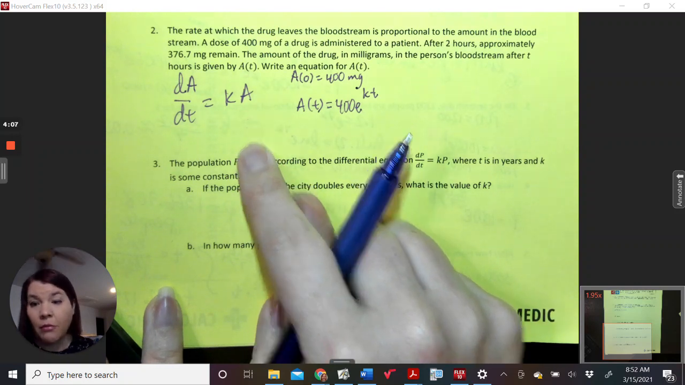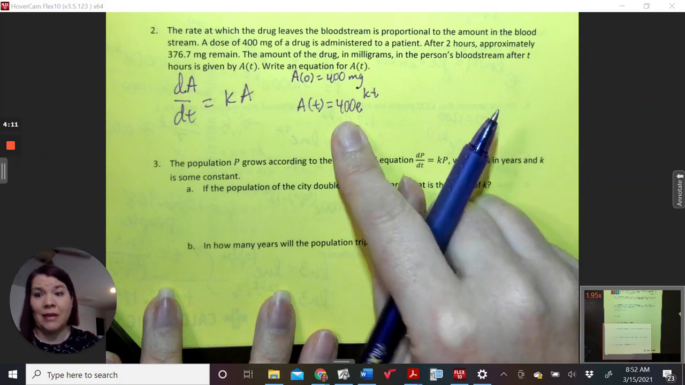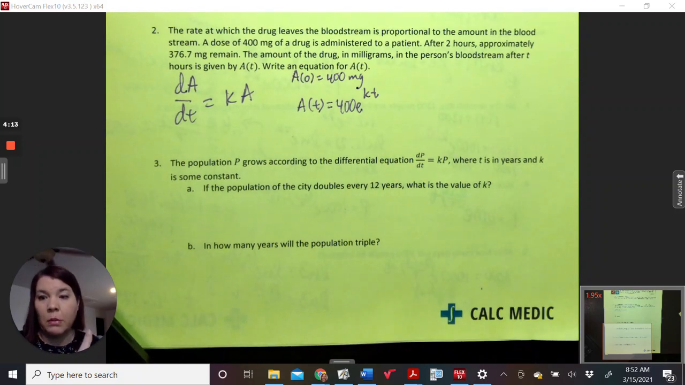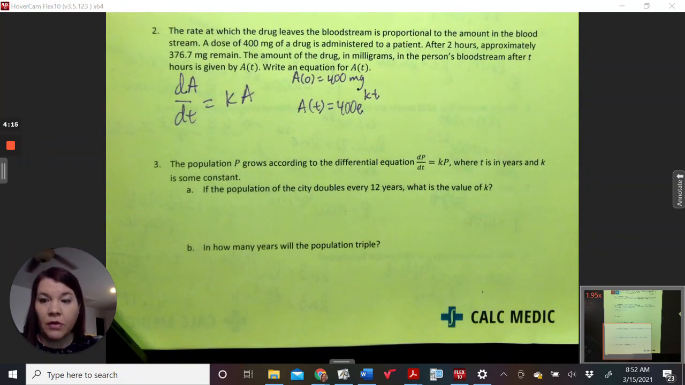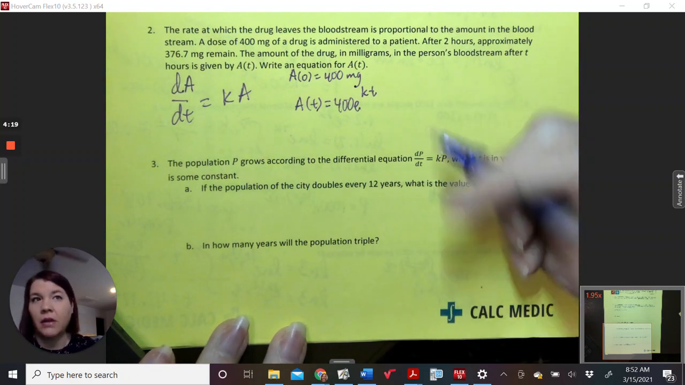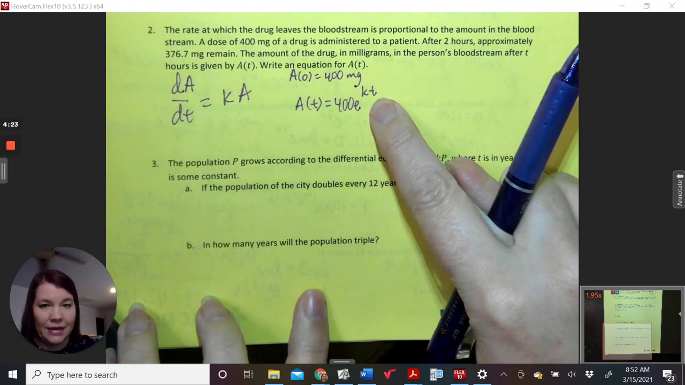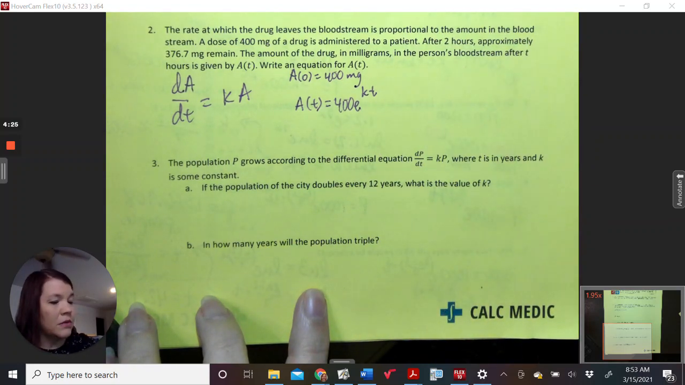So differential equations won't let you down and you'll get here. But if you can go faster, right? Go fast, go slow. So now we need to figure out what k is. And that's where we use this piece of information: 2 hours, approximately this. So A of 2 is 376.7.